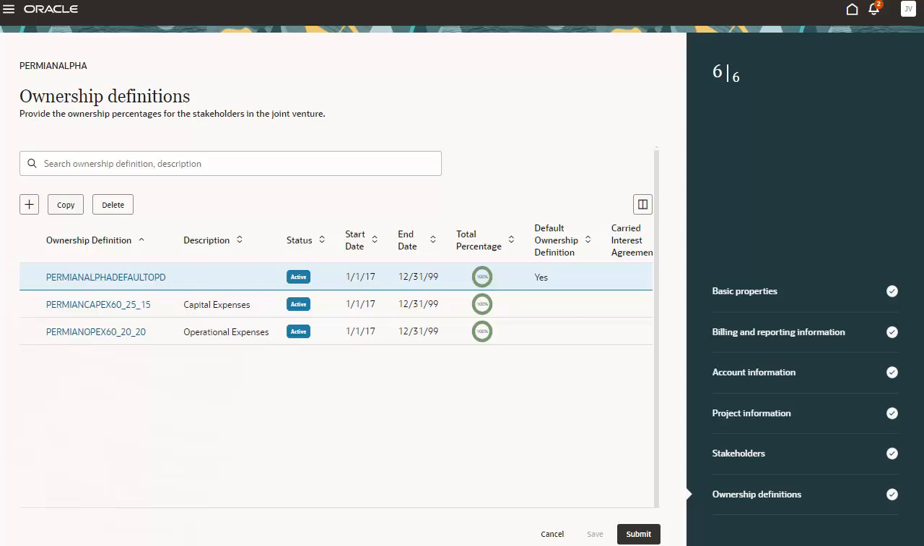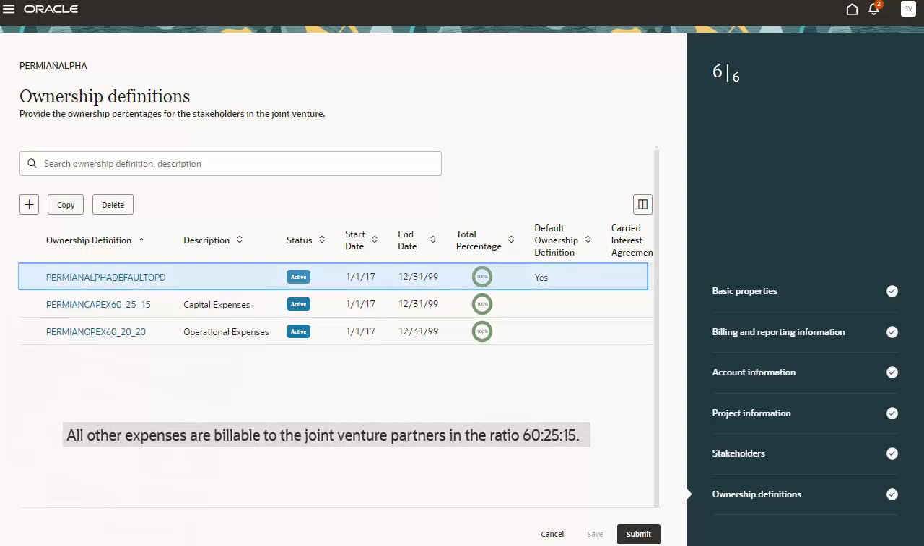As defined in the joint operating agreement, all other expenses are billable to the joint venture partners with ownership percentage 60, 25, and 15. A new ownership definition is created for this and will be used as the default for transactions that are not assigned an ownership definition through ownership definition assignment rules.